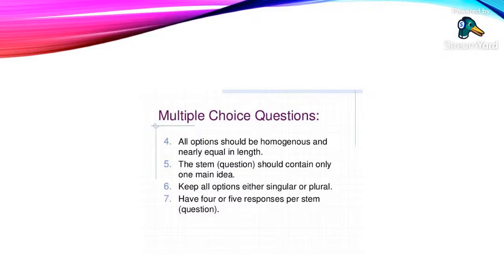The stem or the question should contain only one main idea. There should only be one main idea in the question. In other words, you are only asking one main idea, which will give you one answer. Multiple ideas in a stem will most likely give you a variety of options also, so you have to avoid that.